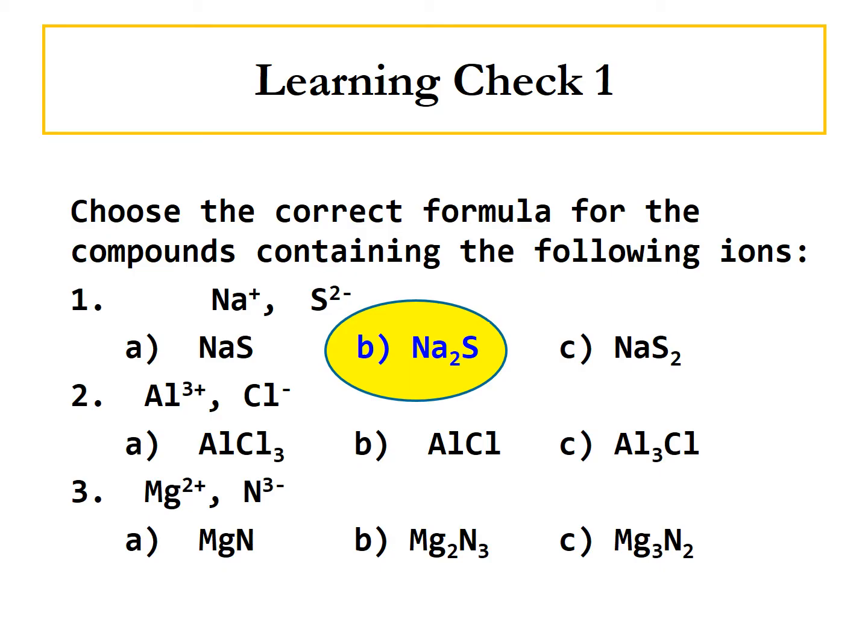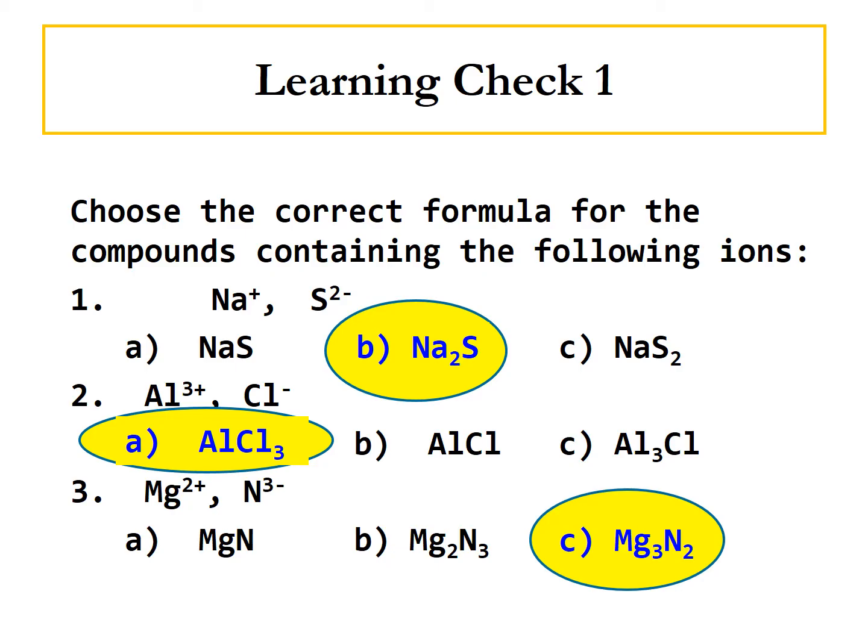Next, aluminum +3, chloride -1. You'll need 3 chlorides for every aluminum. So aluminum chloride's formula is AlCl3. And then in number 3, we have magnesium +2, nitride -3. We can use the crisscross method, and the formula would be C, magnesium nitride, Mg3N2.